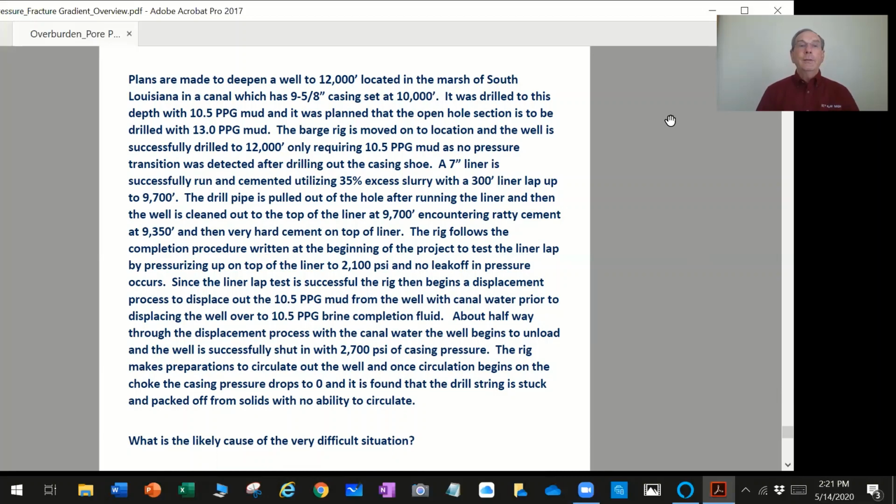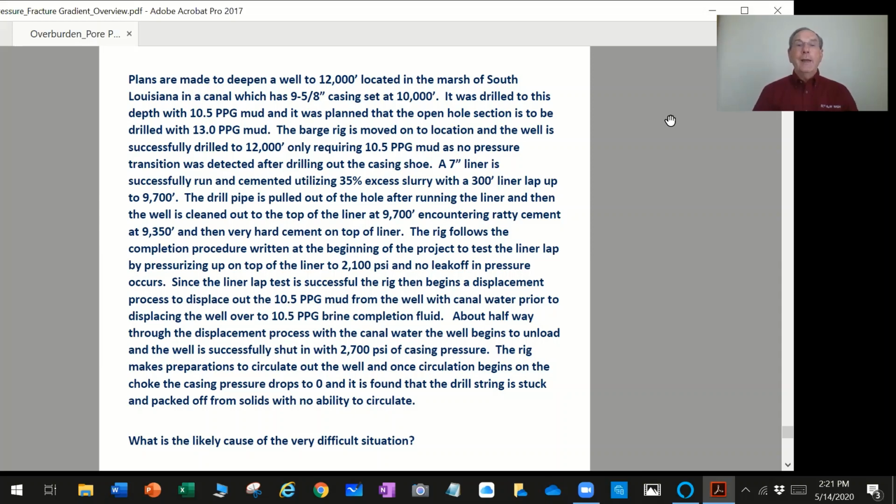It was drilled to this depth with 10.5 pounds per gallon mud, and it was planned that the open hole section is to be drilled with 13 pounds per gallon mud below it. I guess someone thought that there's going to be a pressure increase based on offset information. The barge rig is moved onto the location, and the well is successfully drilled to 12,000 feet, only requiring 10.5 pounds per gallon mud, as no pressure transition was detected after drilling out the casing shoe.